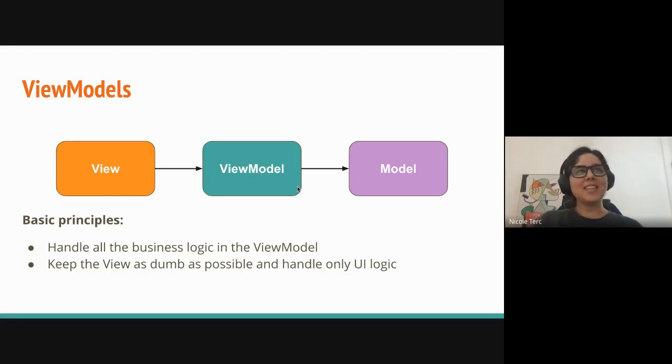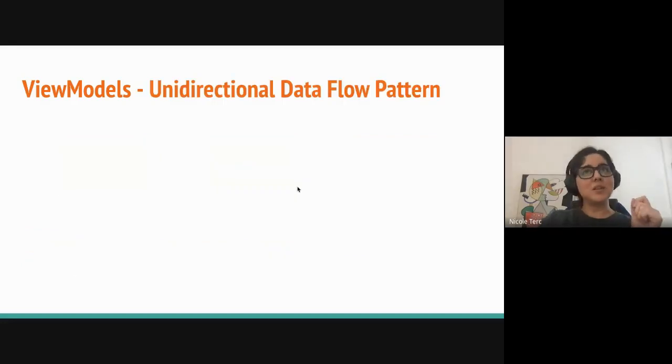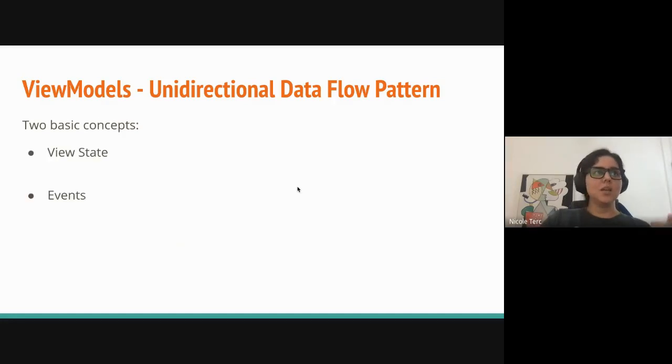Now, a more lengthy and complicated principle is the unidirectional data flow pattern. Don't be afraid, you're probably already familiar with this one. But for those who aren't, this pattern basically relates to 2 basic concepts. The first one is view state, and the second one is events. So what are those things?